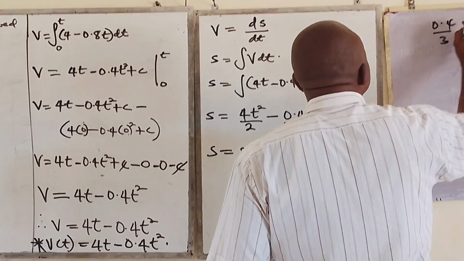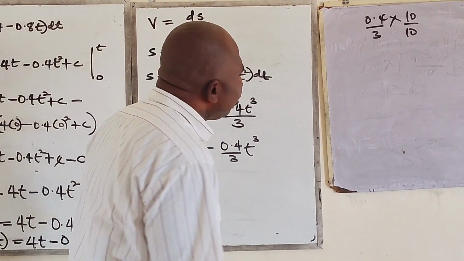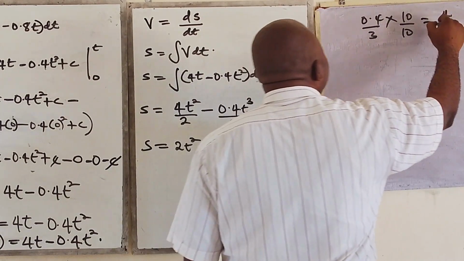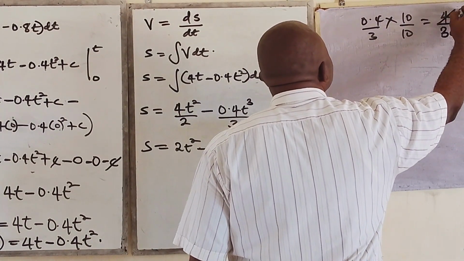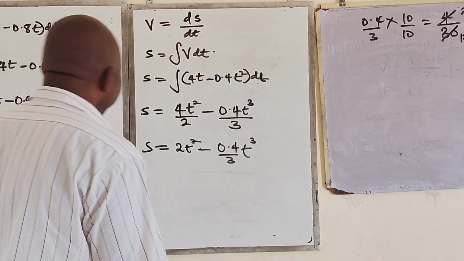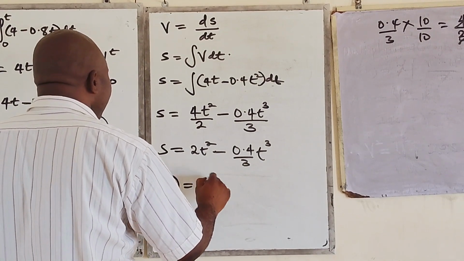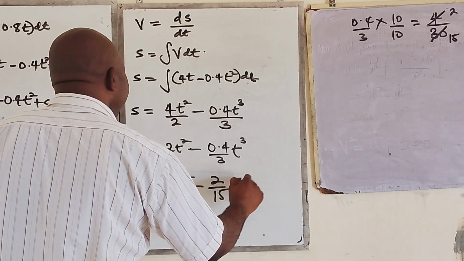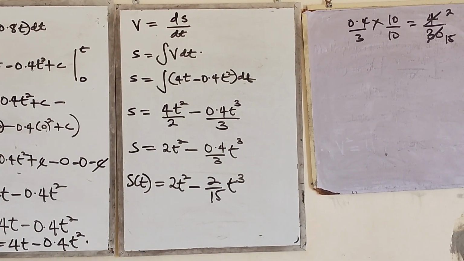So here we have 0.4 divided by 3. Let's multiply both numerator and denominator by 10. That will give us 0.4 times 10, which is 4, and 3 times 10, which is 30. So 4 divided by 2 is 2, and 30 divided by 2 is 15. So our s(t) will be equal to 2t squared minus 2 all over 15 t raised to the power of 3. Yes, that's the value of our s(t).